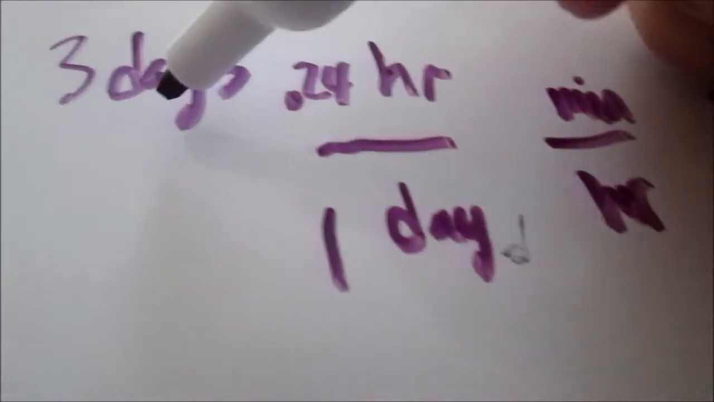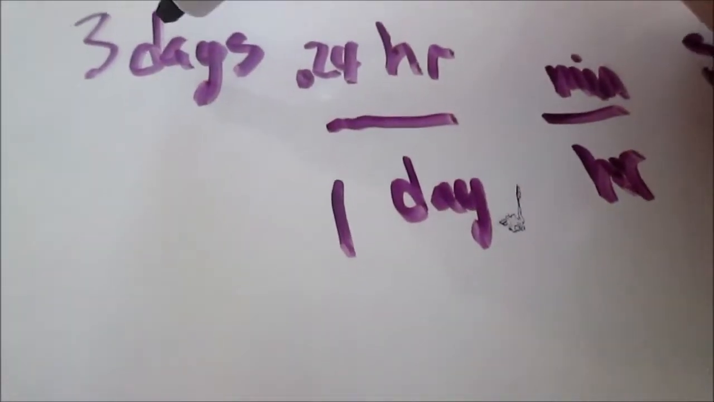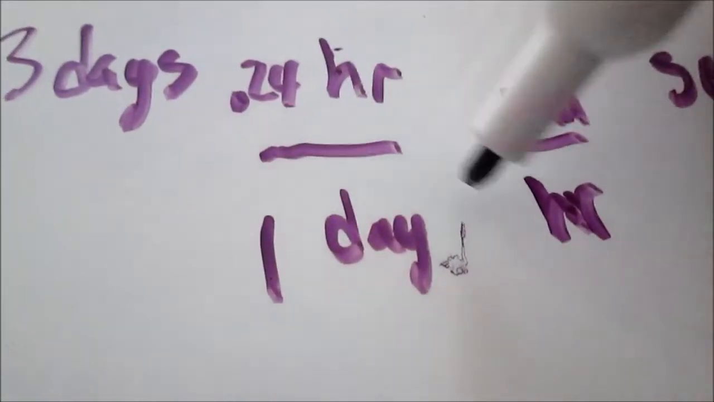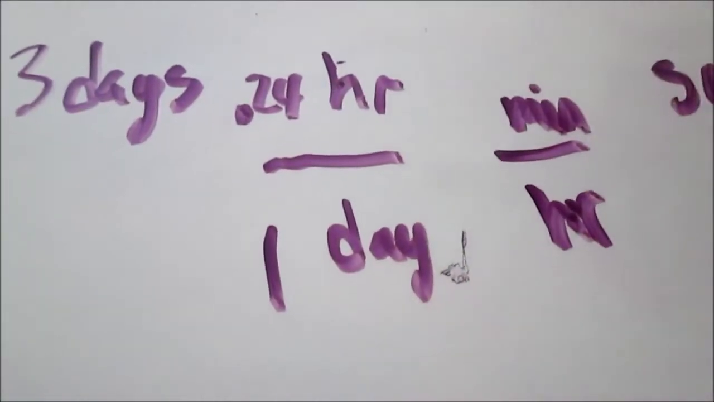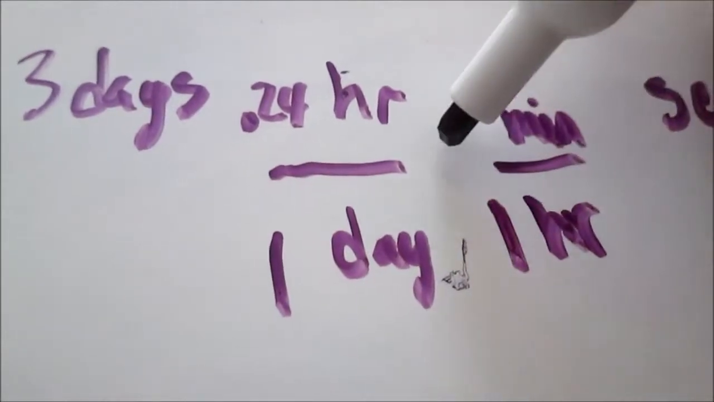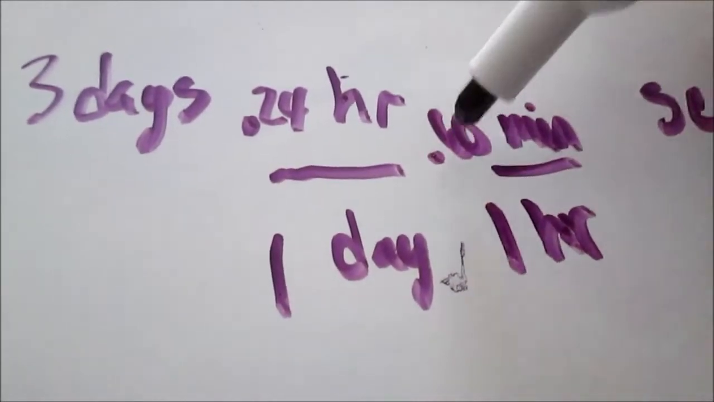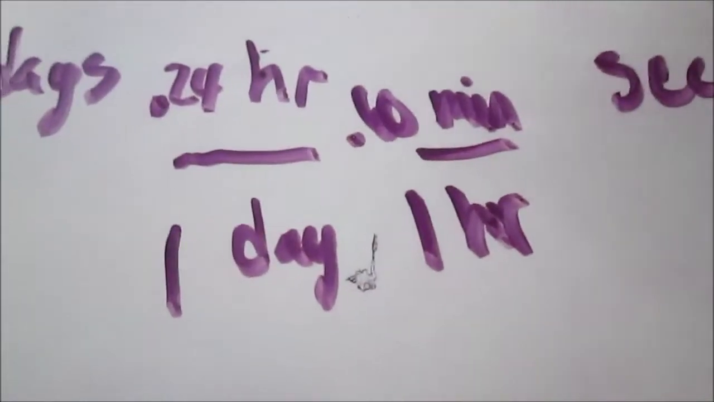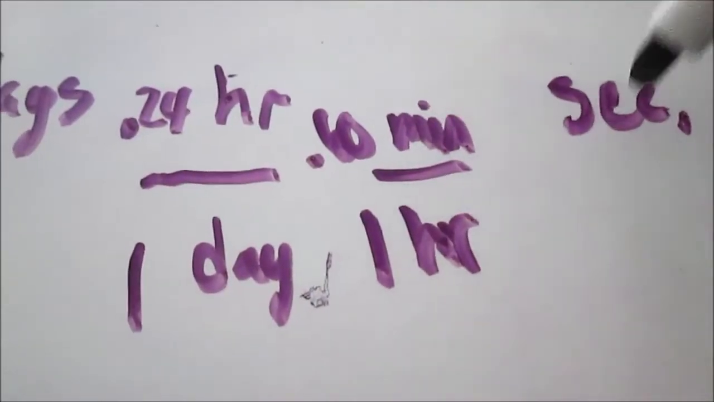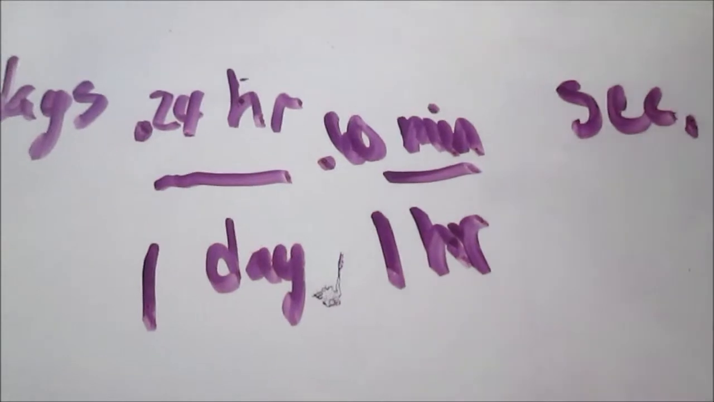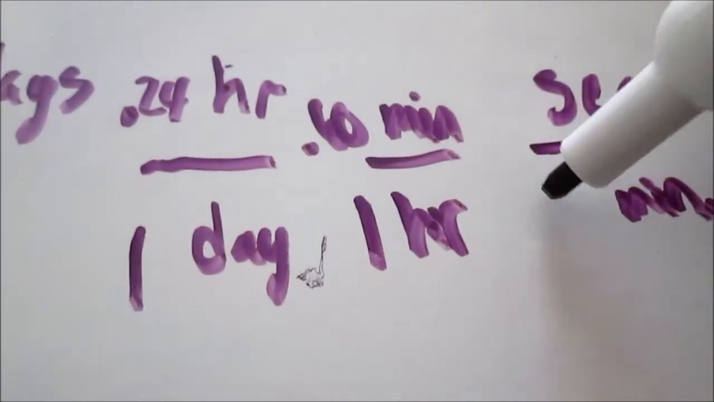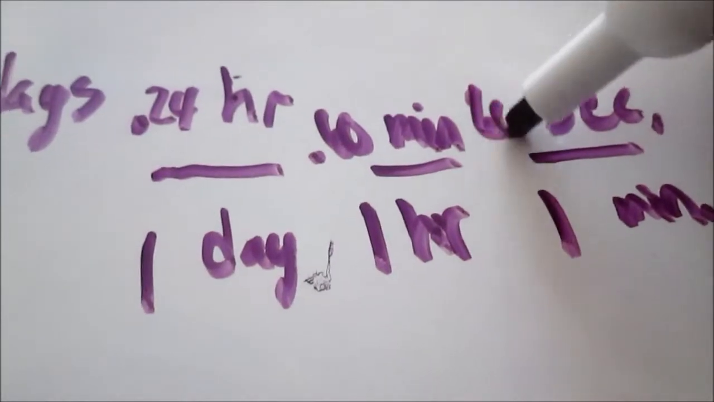Notice days top, days bottom. The idea is they're going to cancel. Here, hours top, hours bottom. The idea is they're going to cancel. That's what you want to happen. Now in 1 hour, there are 60 minutes. So I write 60 right there. Then I go to the next step, seconds. That's my goal, to get to seconds. I know that in 1 minute, there are 60 seconds.